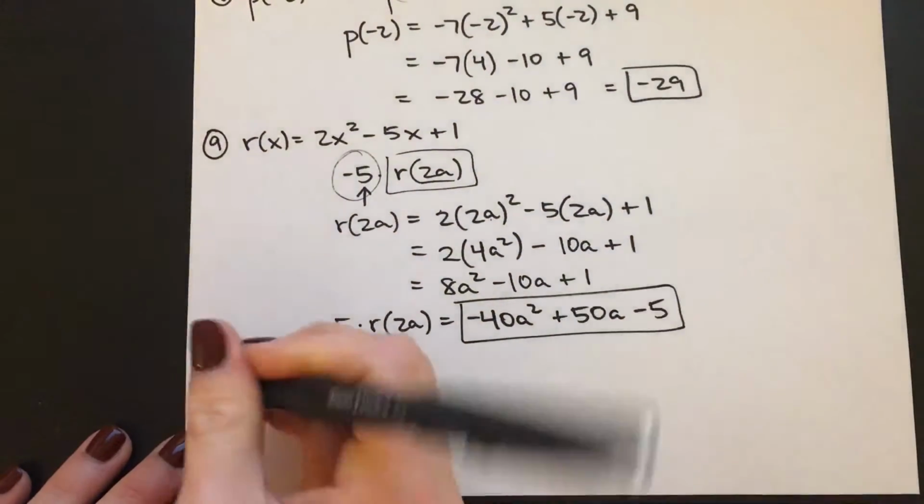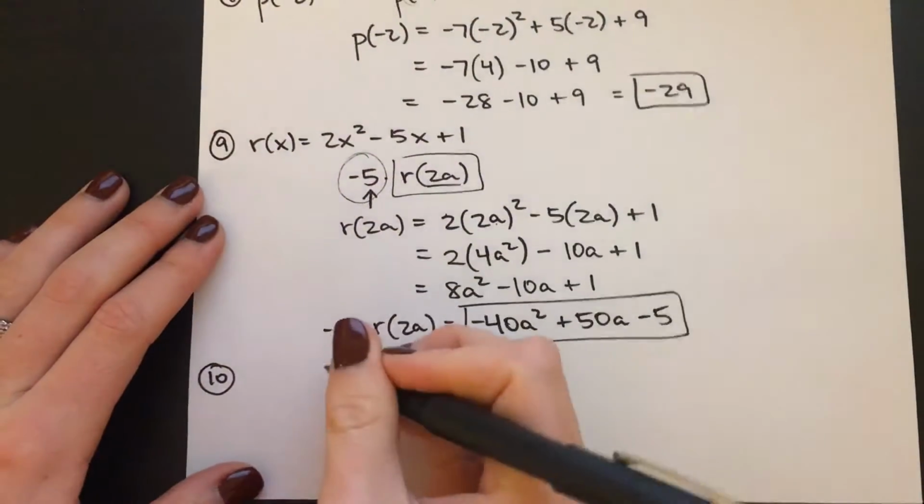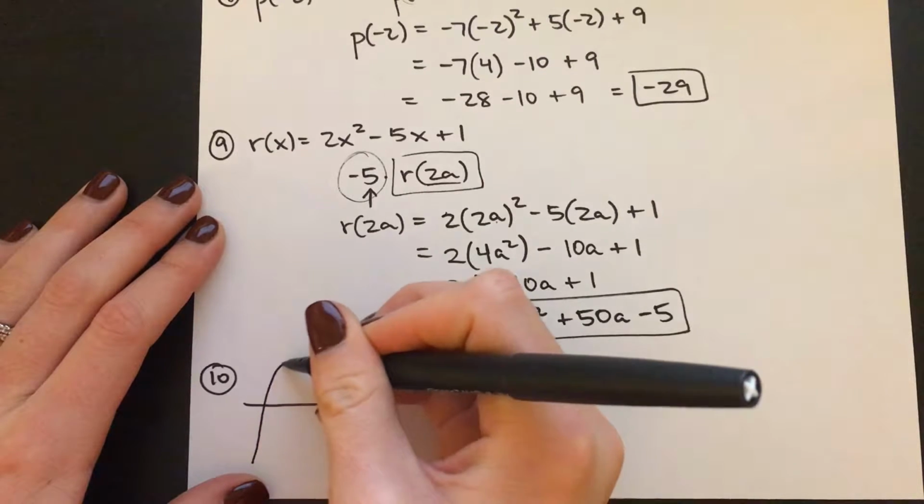Okay, we've got number 10. Number 10, we have a picture. I'm just going to do a quick sketch of it. Picture looks something like this.